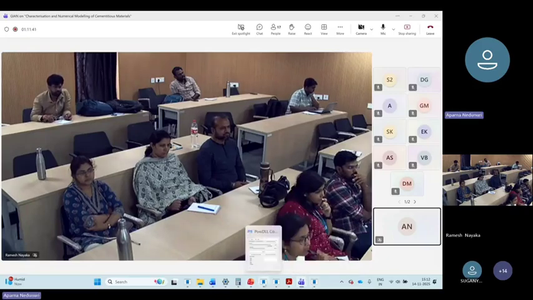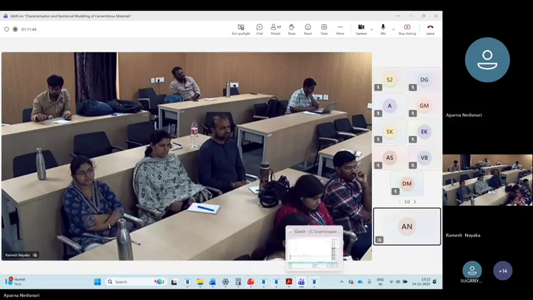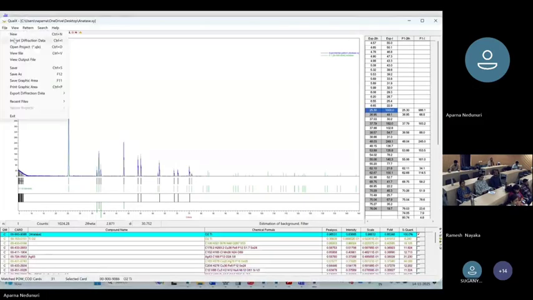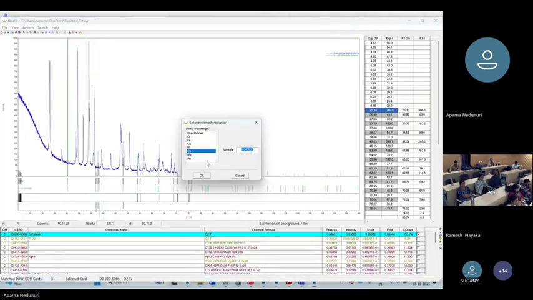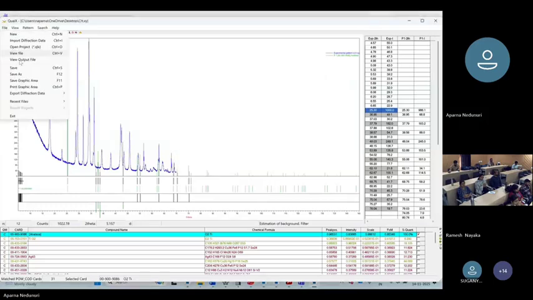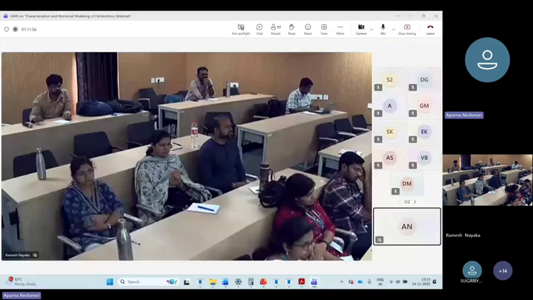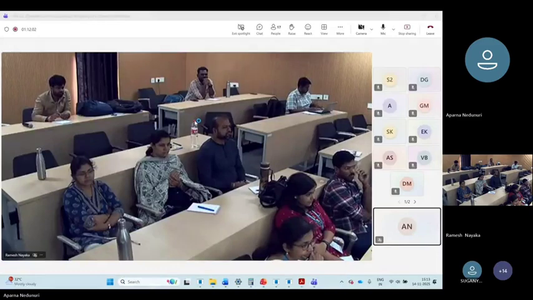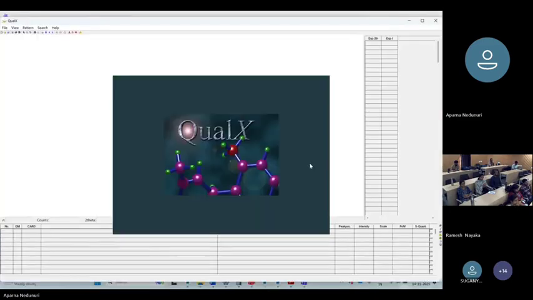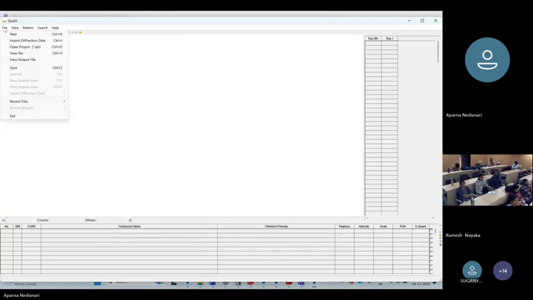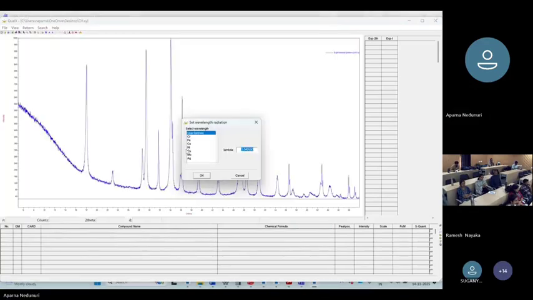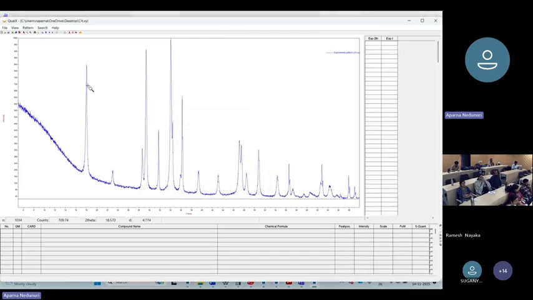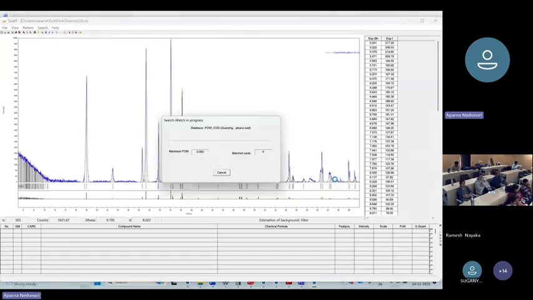Now let us load one more sample. I'll import CH now. CH is Portlandite. Sorry, I'll exit. We'll open Corlex again. Now let us import calcium hydroxide. Again, I'll say the target is Cu and then I'll try the search match.